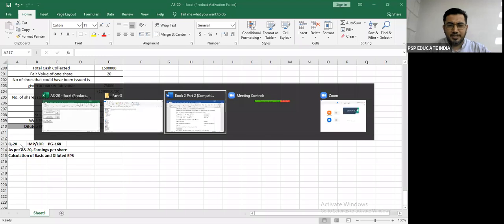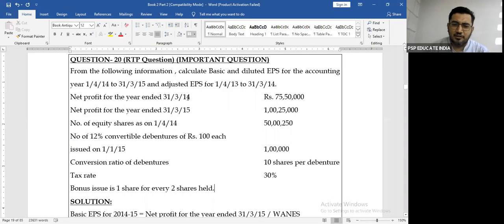Come to this question again, and let's have a look at the question. It says 31st March 2014, 75 lakh 50,000, 31st March 2015, 1 crore 25,000. Then you have number of equity shares 50,250 and 12% convertible debentures, means we have a potential equity instrument. The number of debentures is 1 lakh. Conversion ratio is 10 shares per debenture. Tax rate is 30%. The bonus issue is 1 share for every 2 shares. Okay. Now tell me, put quickly on the chat box.